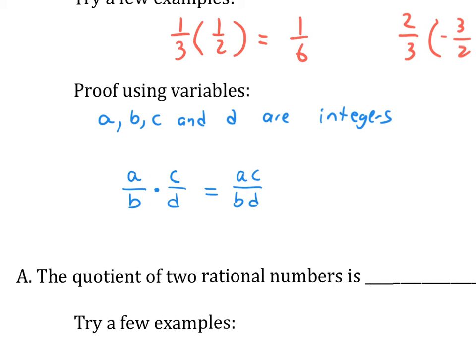But what do we know about the product of two integers? That is an integer. And the one down below is an integer. So in the end here, we get an integer divided by an integer, and that is the very definition of a rational number.